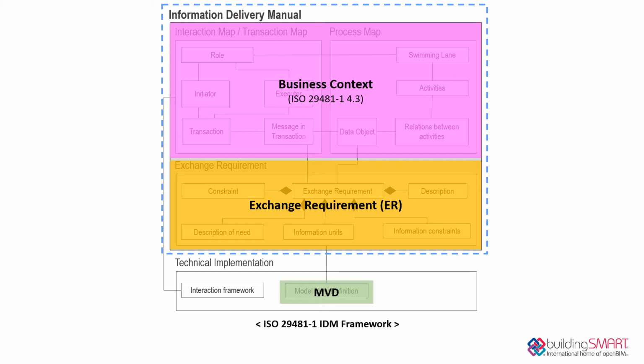A business context can be represented as process maps or interaction transaction maps, or both. A process map is an activity-focused representation of a business context. An interaction map is a role-focused representation of a business context. A transaction map is a detail-level map of an interaction map.